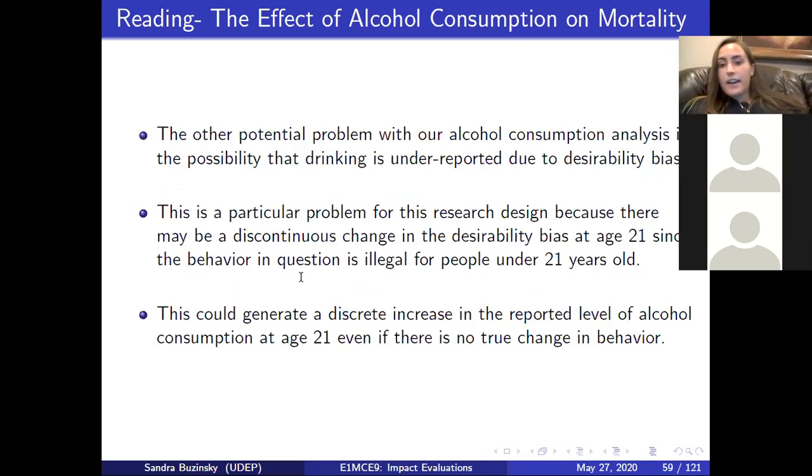Okay, the other problem is that alcohol consumption might be underreported due to social desirability bias. No one wants to say that they were drinking when they weren't allowed to drink. So there might be some lying about true drinking behavior. That would be problematic because there could be a discontinuous change in the desirability bias at 21. So basically what we're saying is that when you're 20, you might lie about what you drink because it's illegal, but when you're 21, there's no incentive to lie. So then you might get this large jump in drinking behavior, and it would be due to this desirability bias, not because of an actual treatment effect. So that could be problematic.